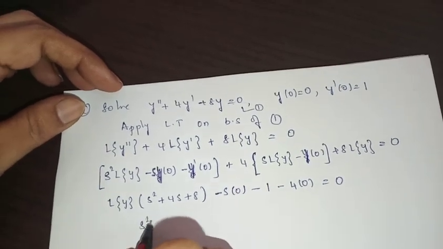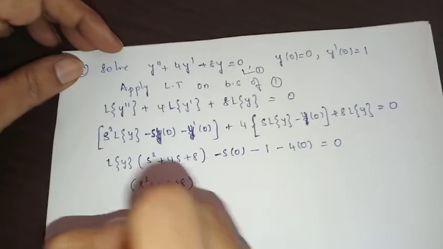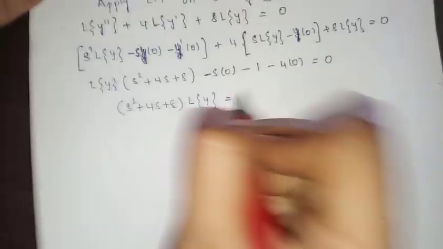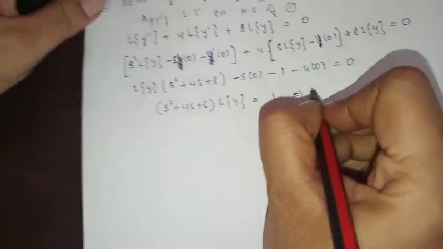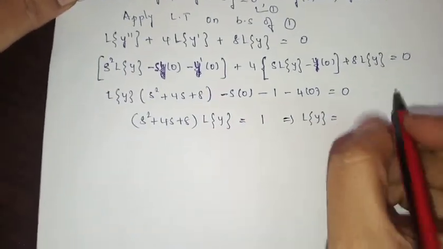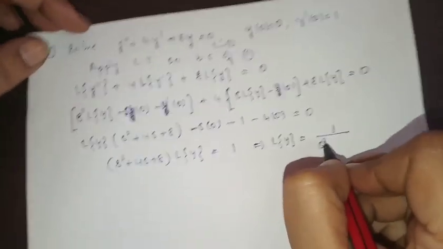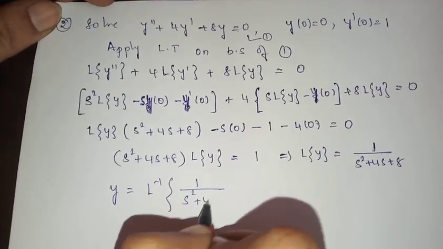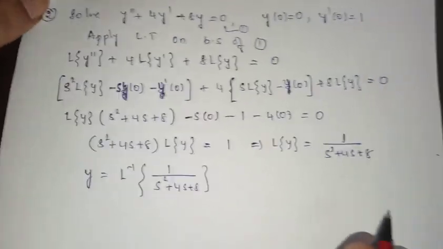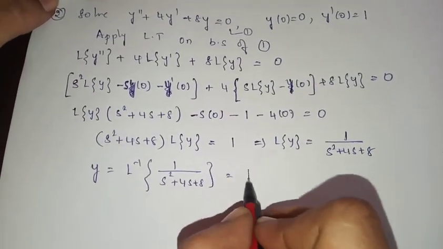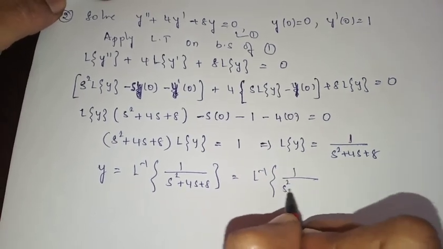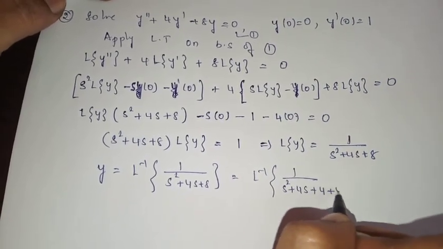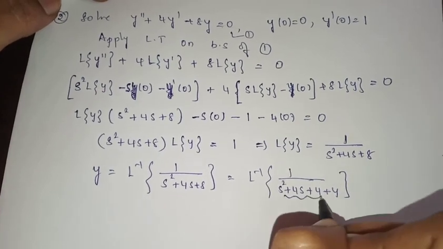So here (s² + 4s + 8) times Laplace transform of y will be equal to, these two are zeros, you can send this minus 1 here, it becomes 1. So from here Laplace transform of y will be equal to 1 by (s² + 4s + 8). So y will be nothing but Laplace inverse of 1 by (s² + 4s + 8). You can use your first shifting property by making the denominator a perfect square, 1 by s² + 4s + 4 + 4, so that this is a perfect square.